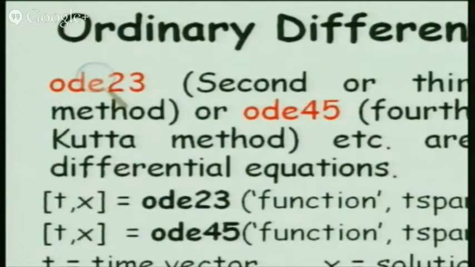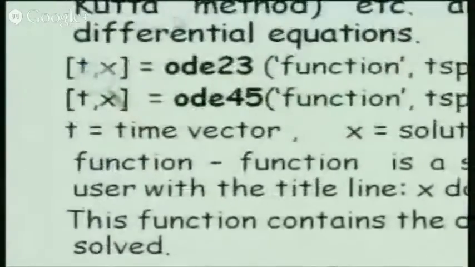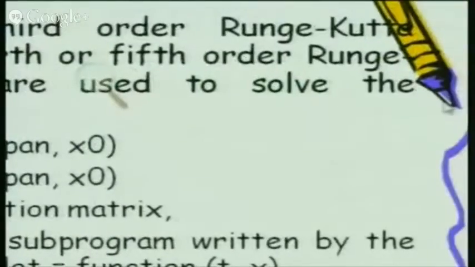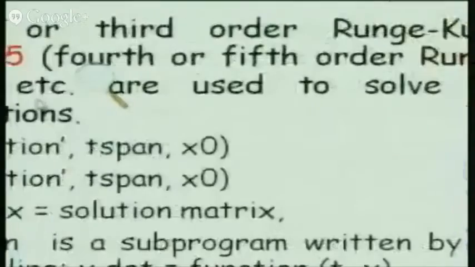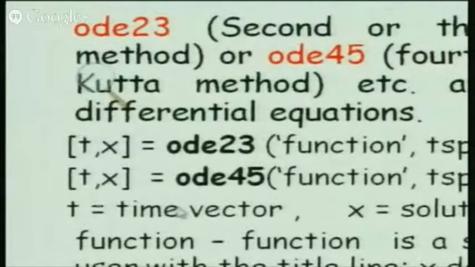Usually they are known as the ODE suite. ODE 2-3 is for second or third order Runge-Kutta methods. ODE 4-5 is for fourth and fifth orders. So these are known as the ODE suite. So when you write ODE 2-3, you have to define it like this.